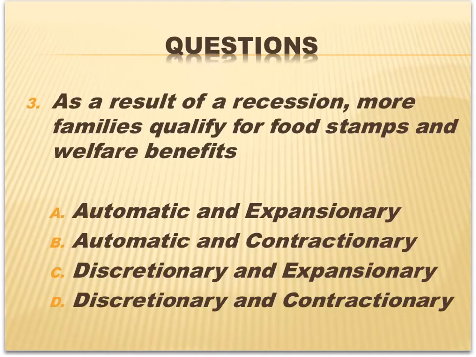Okay, as a result of a recession, more families qualify for food stamps and welfare benefits. Is this automatic or discretionary? Well, Congress is not voting. This is set up already. This is happening automatically, and the government is putting money in people's pockets to put a floor under consumption. So they are trying to expand the economy. This is automatic and expansionary.